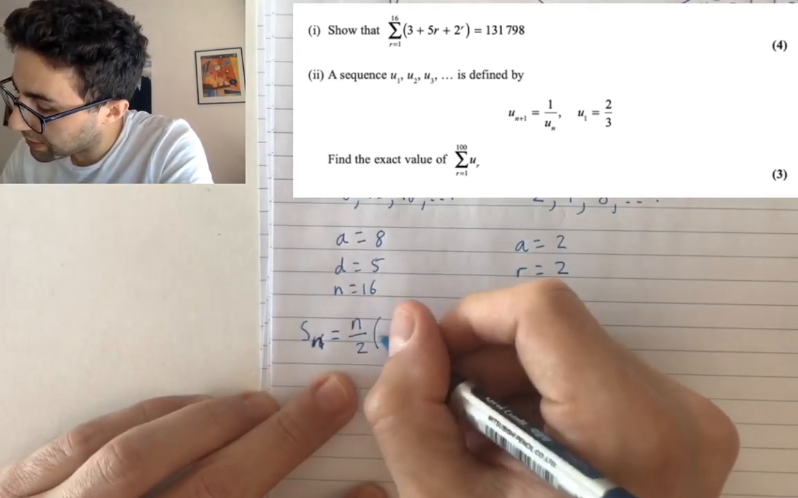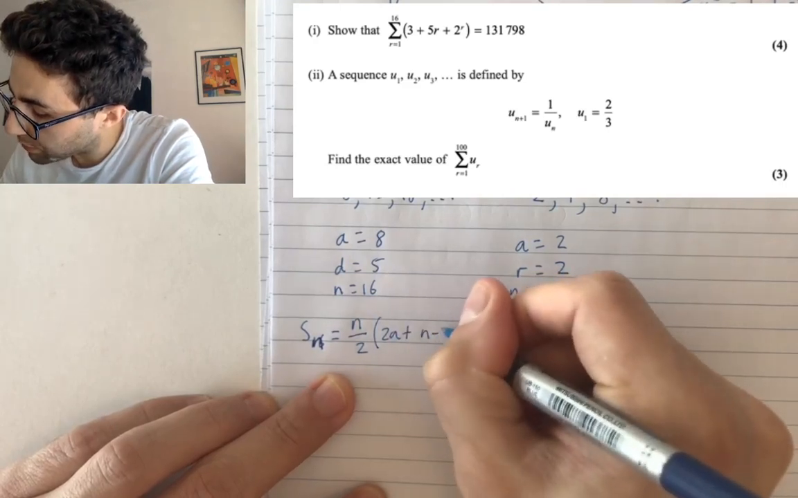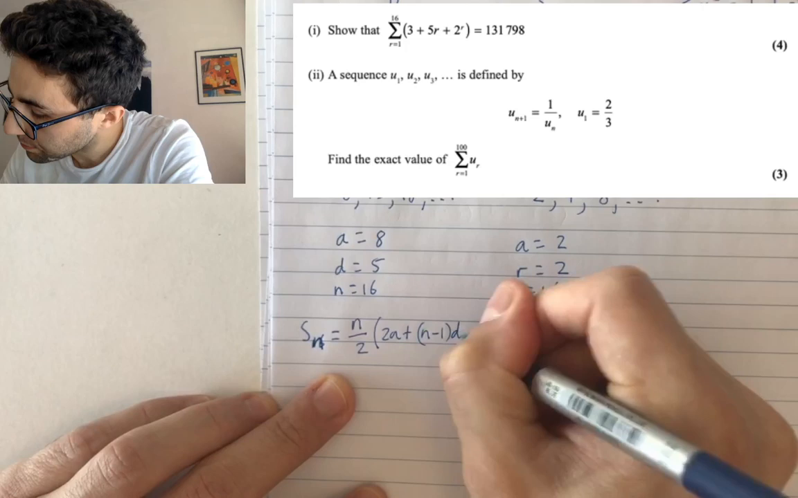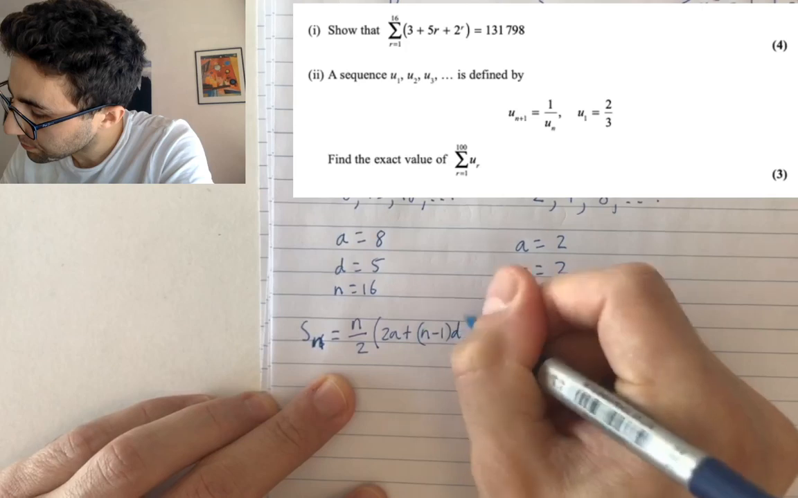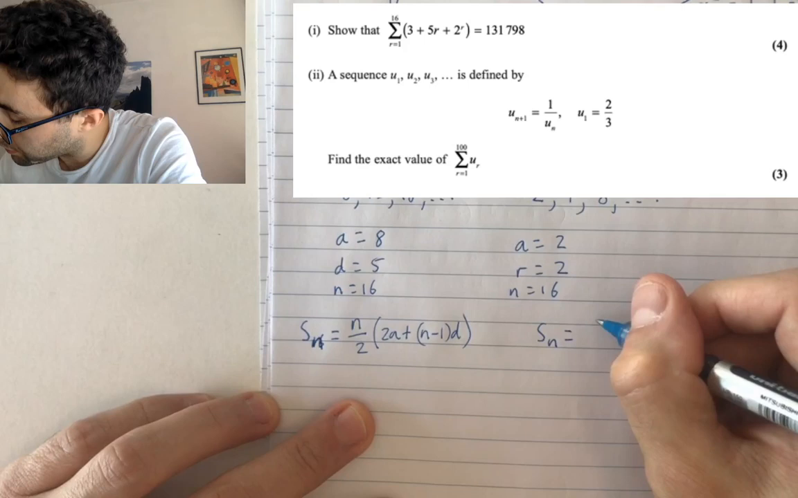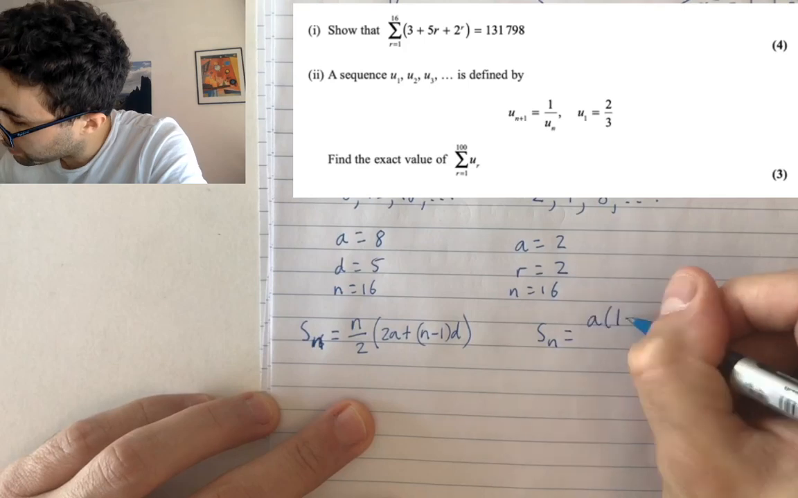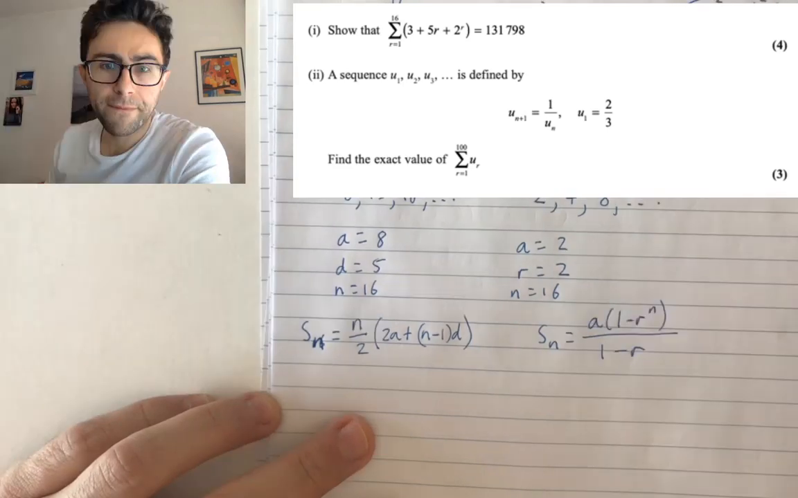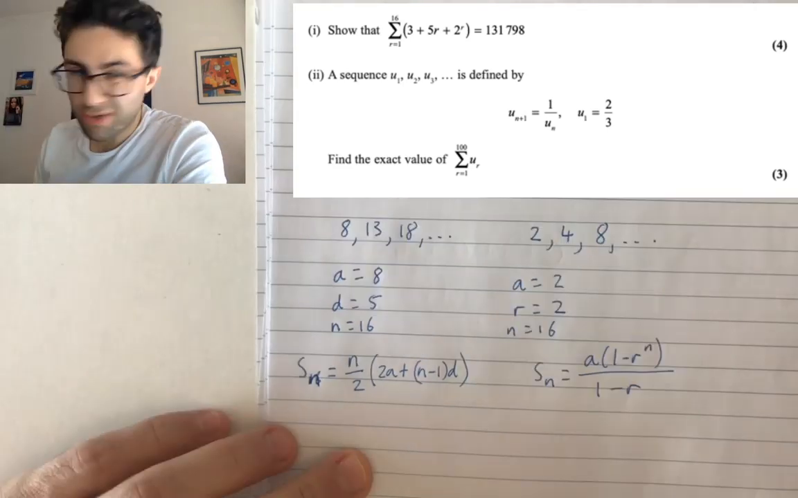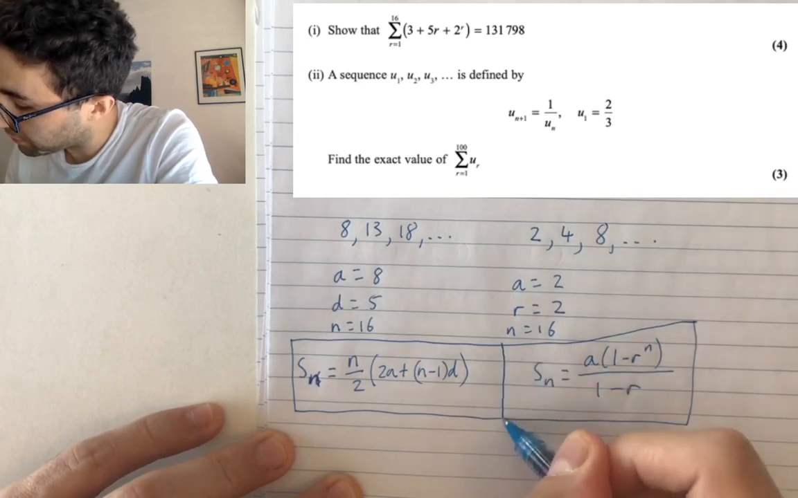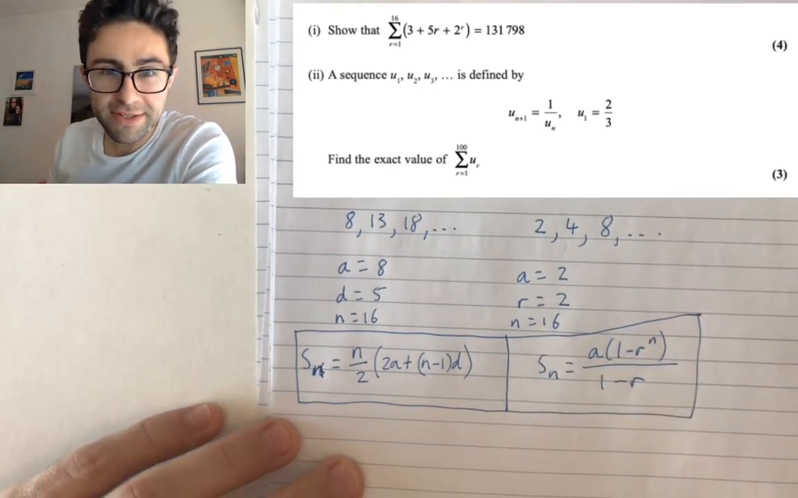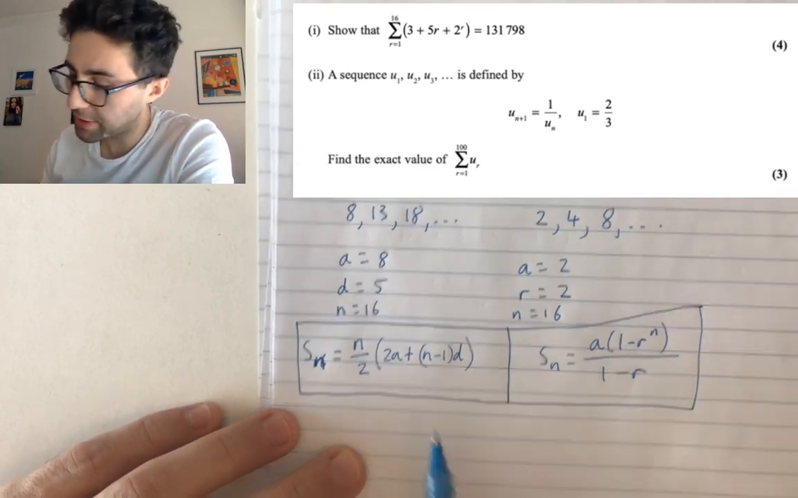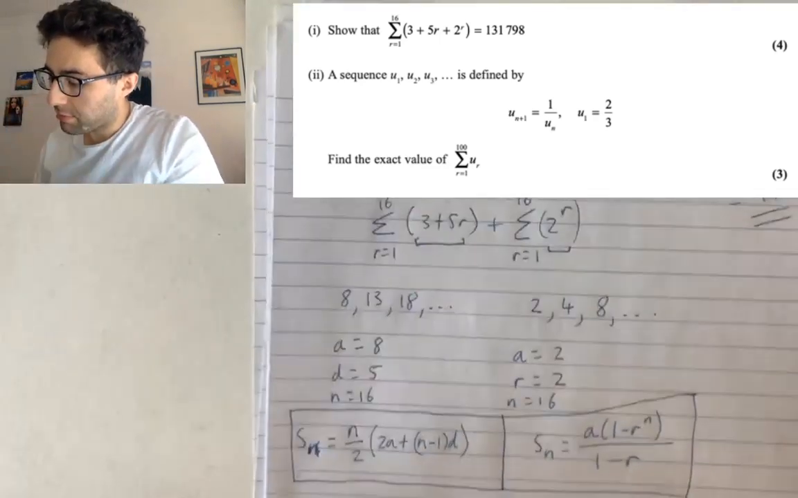Sum of n terms is n over 2 times 2a plus n minus 1 b. And for geometric, sum to n terms equals a times 1 minus r to the n over 1 minus r. Boxify? You think we should boxify that? Yeah, come on. Why not? Just a little mild divider there to keep them separated so they don't attack each other. Geometric, arithmetic. So really, it's just a case of plugging and going.